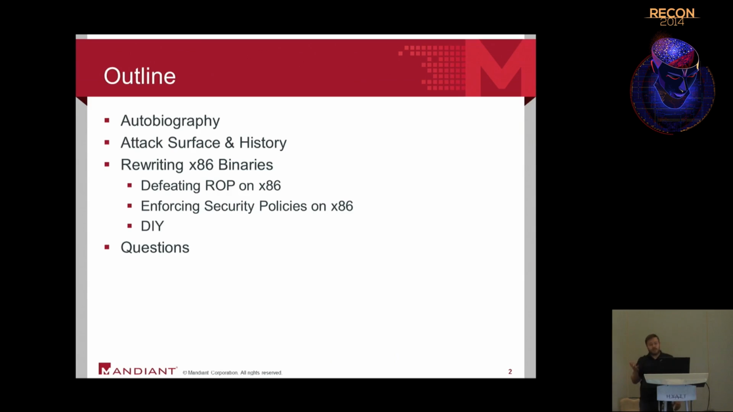So I'm going to do a short autobiography, then we'll talk about the attack surface that we're considering and the history of it and where it is now. And then we'll start talking about rewriting x86 and different things that you can do with it. I'll show you one way to defeat ROP via rewriting, ways to enforce security policies, and then just general do-it-yourself, what do you want to do with rewriting? And then we'll have some questions.